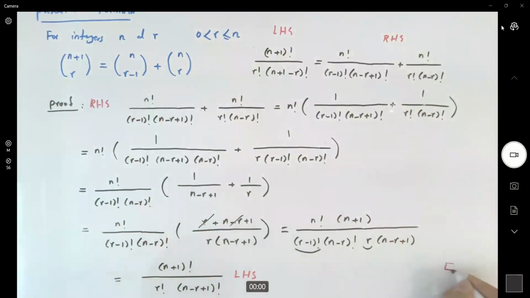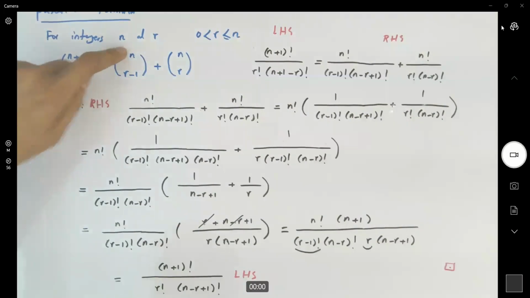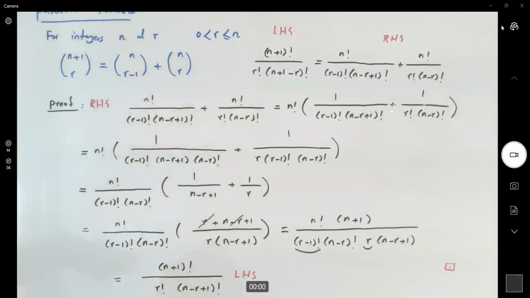So we just proved this relation between the combination of r out of n plus 1 objects, and r minus 1 out of n objects plus r out of n objects.